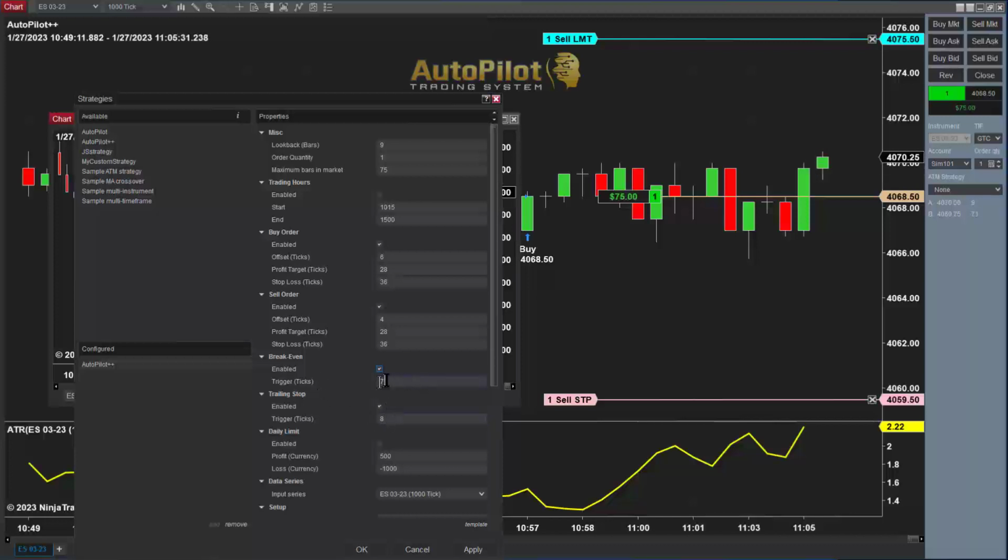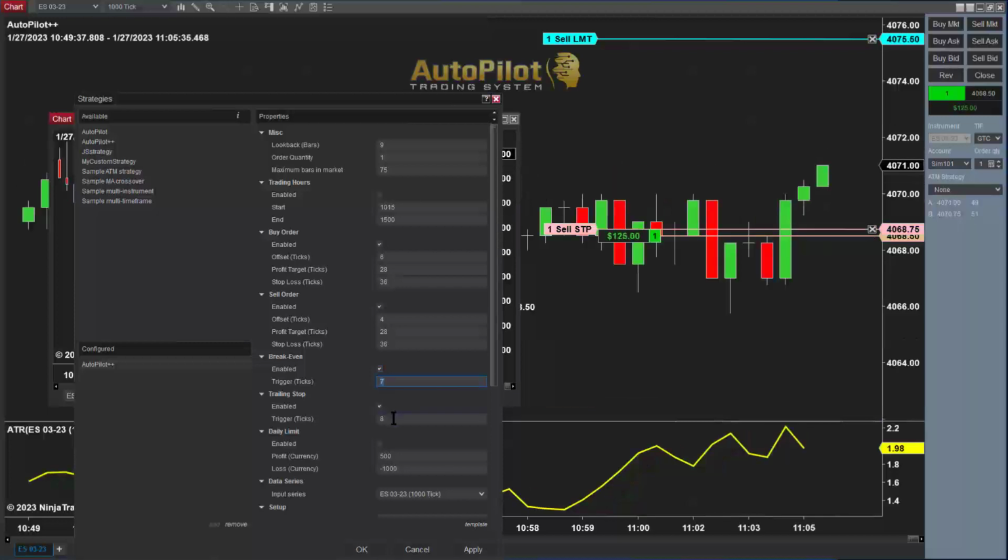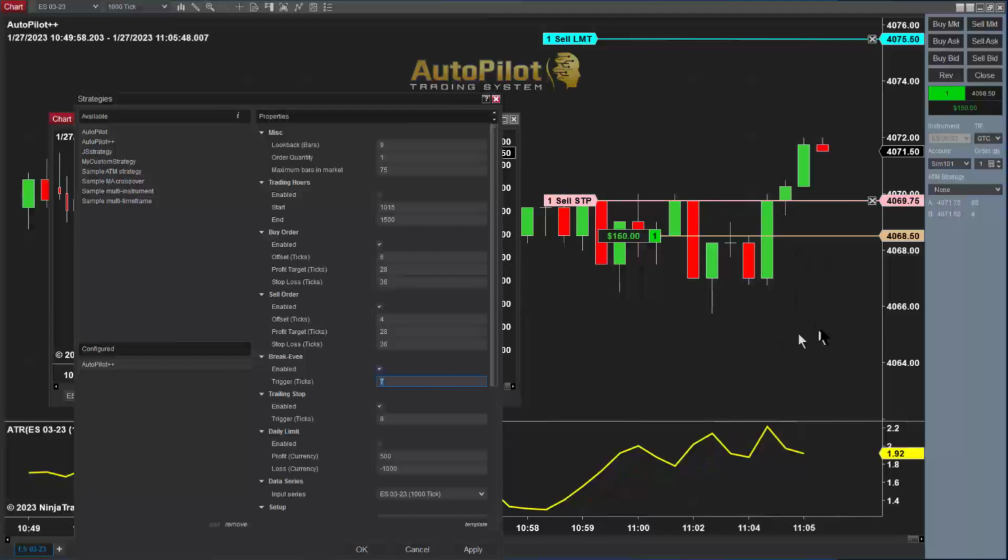So what this is currently saying is that after the market moves 7 ticks, break even. When it moves to 8 ticks, trail a stop. Similar to what you're seeing here, it went to break even first, and then it's trailing from where the break even happens to be. Otherwise, if you have your stop down here somewhere, it'll trail your stop from your original stop loss. Okay, so please tell me if that's clear for everybody.